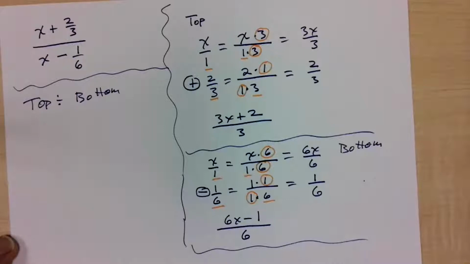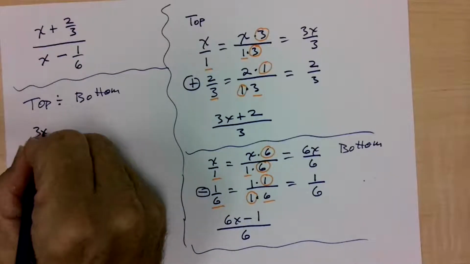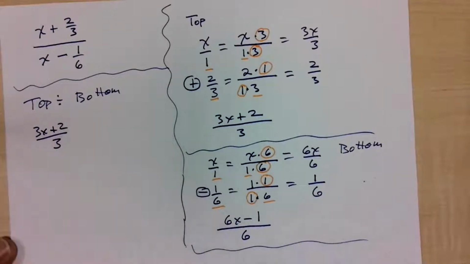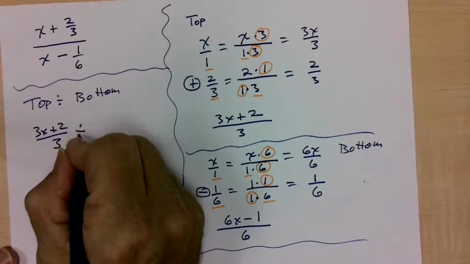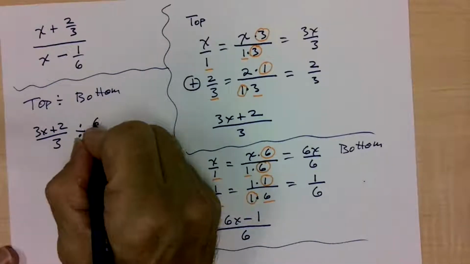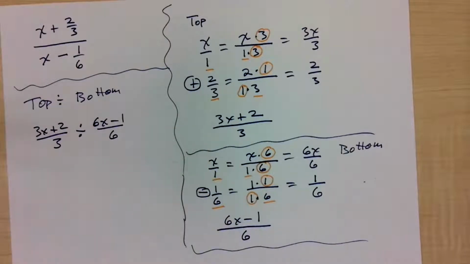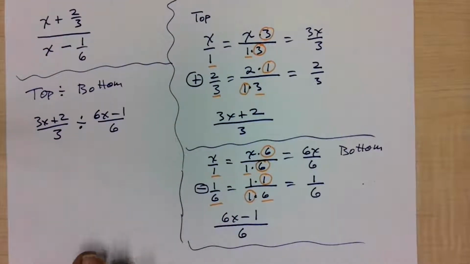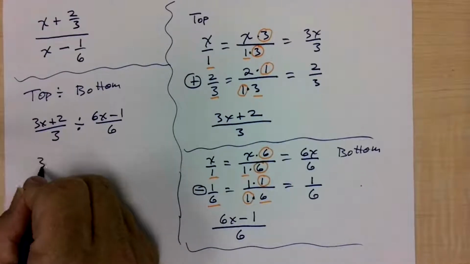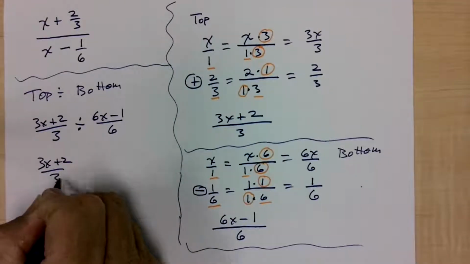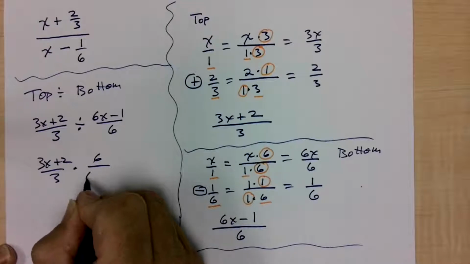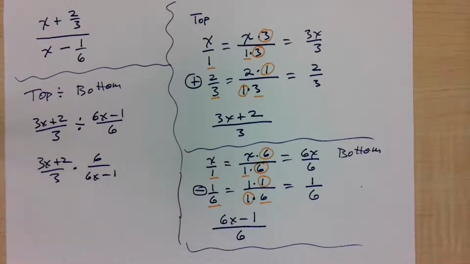Top divided by bottom: 3x plus 2 over 3, divided by 6x minus 1 over 6. To divide fractions, we're going to invert and multiply. So it will be 3x plus 2 over 3 times 6 over 6x minus 1.